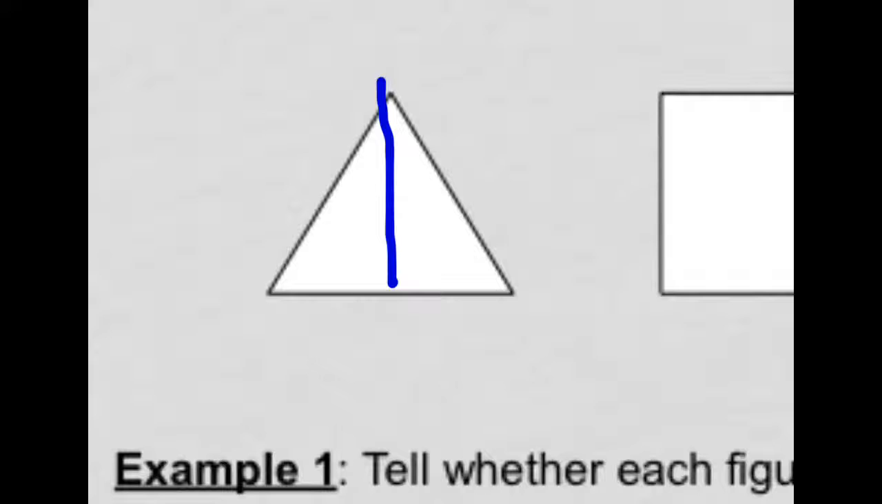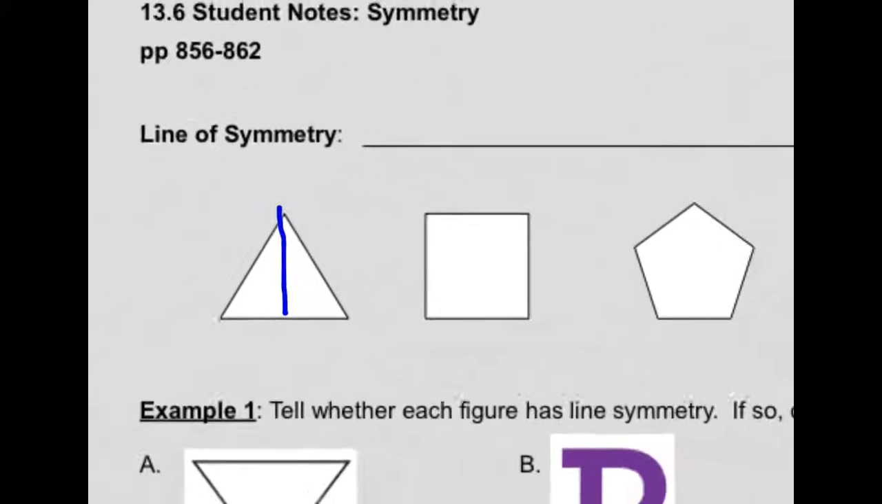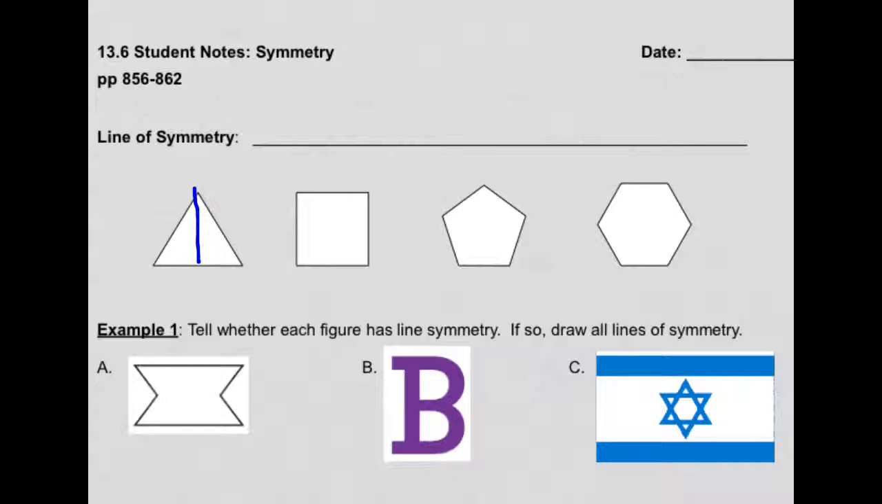All right. And it would fold over perfectly. So, the line of symmetry, the definition for that is a line through a figure that can be folded into two equal reflected parts.